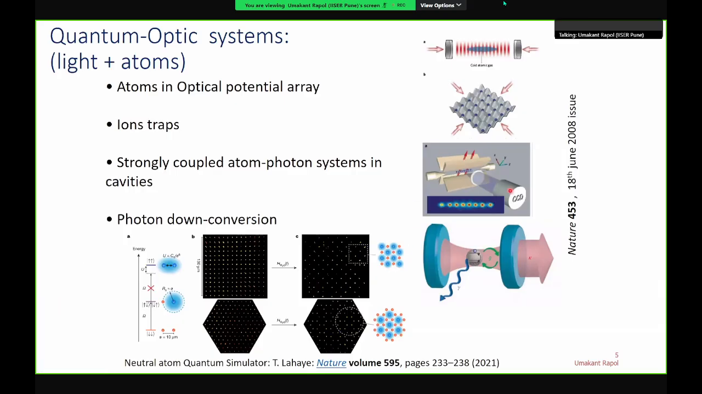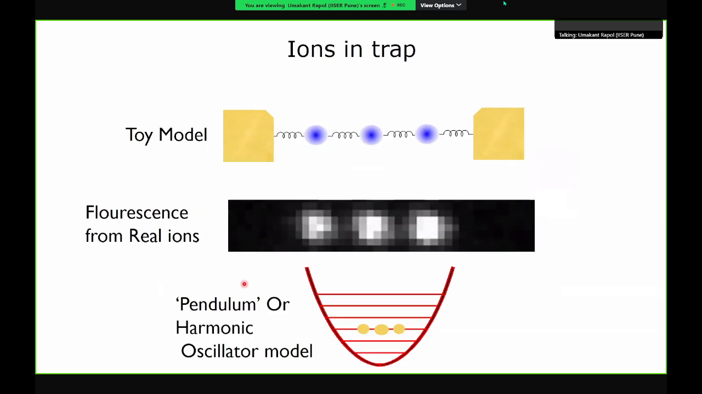Now here, in this picture, this particular system is the ion trap system. This is a picture of fluorescence from atoms which are arranged in an array, which is used for quantum computers. Now today I will talk about ions in traps.